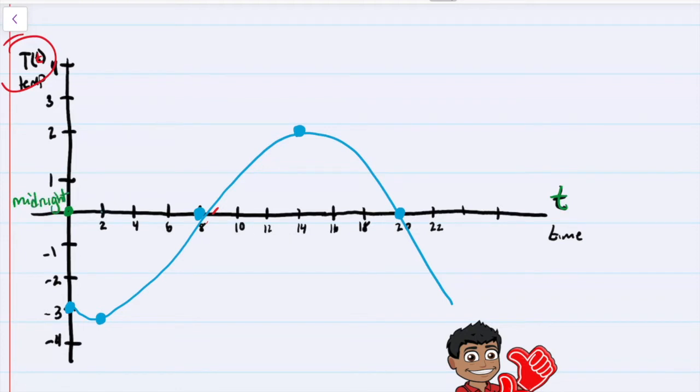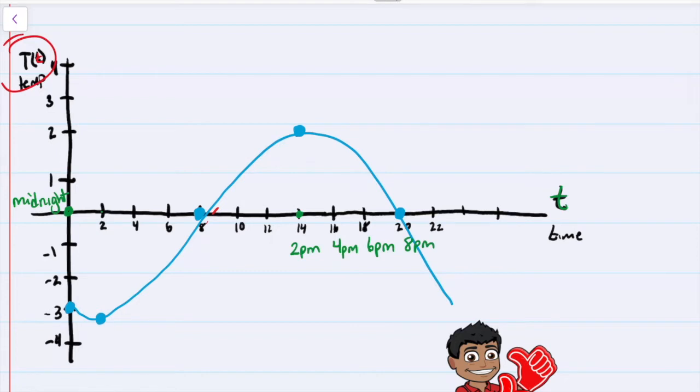So 2 hours after midnight will be 2 a.m. 4 hours after midnight will be 4 a.m. What will be 14 hours after midnight? If 12 hours after is 12 p.m., this will be 2 p.m. 16 hours after will be 4 p.m. This will be 6 p.m. And this one, the 20, will be 8 p.m. It's very important that you understand this, guys.